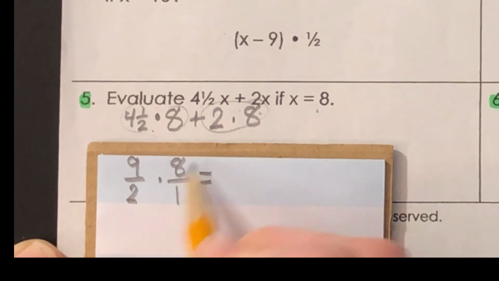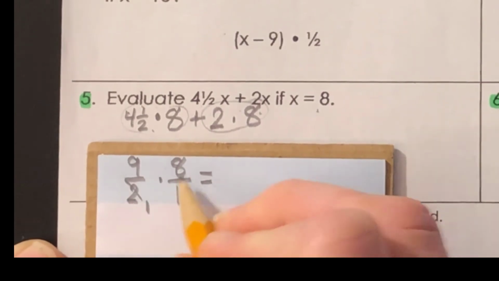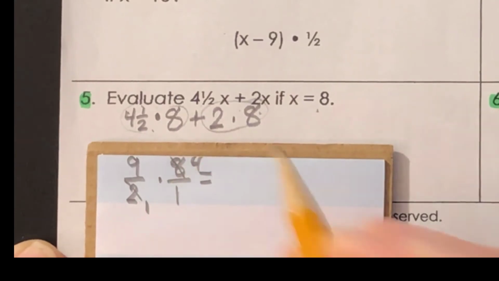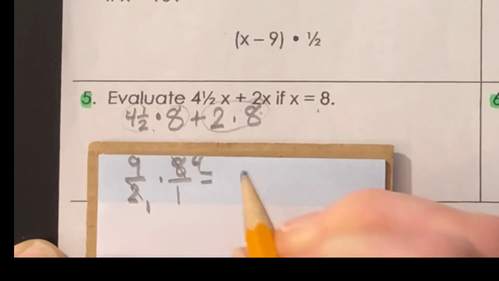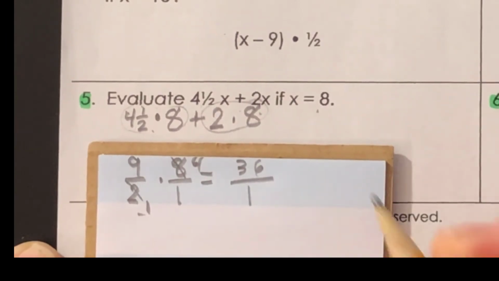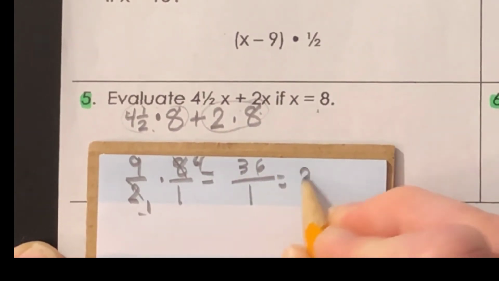We can actually cross-reduce. That is 1, that is 4. I reduce them by 2. 9 times 4 is 36. 1 times 1 is 1. Oh, so we end up with 36.